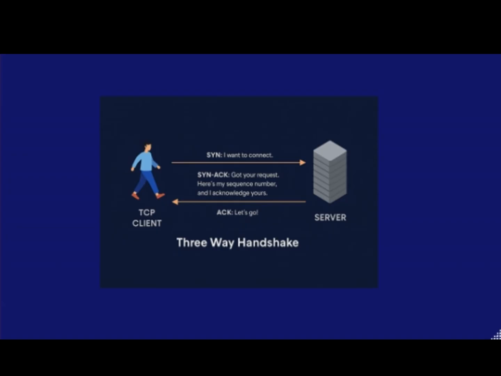2. Working of request. First, SYN. The client sends a SYN packet to the server. The client says, I want to connect. Second, SYN-ACK. The server replies with a SYN-ACK packet. It says, got your request. Here's my sequence number, and I acknowledge yours. And third, ACK. The client sends an ACK packet back. It says, let's go. This type of handshake is called a three-way handshake.